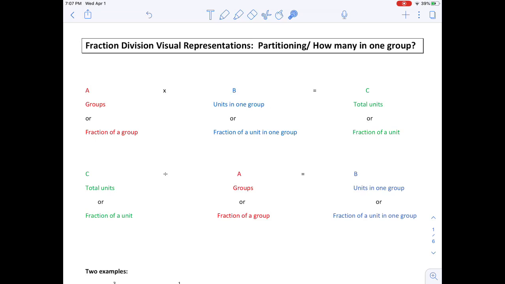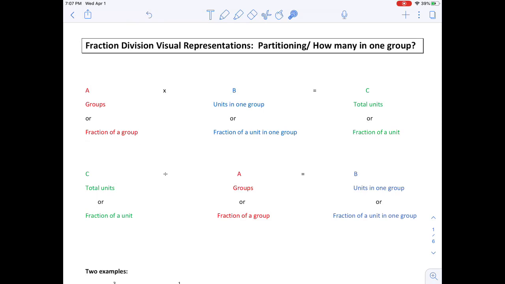Let's step back and remind ourselves some things about multiplication. With multiplication, I can think of the first factor as the number of groups, the second factor as the size of the groups, or the units in one group, and when I multiply them together, I get the total units. Any of these numbers can be fractions, then, for example, groups just becomes fraction of a group.